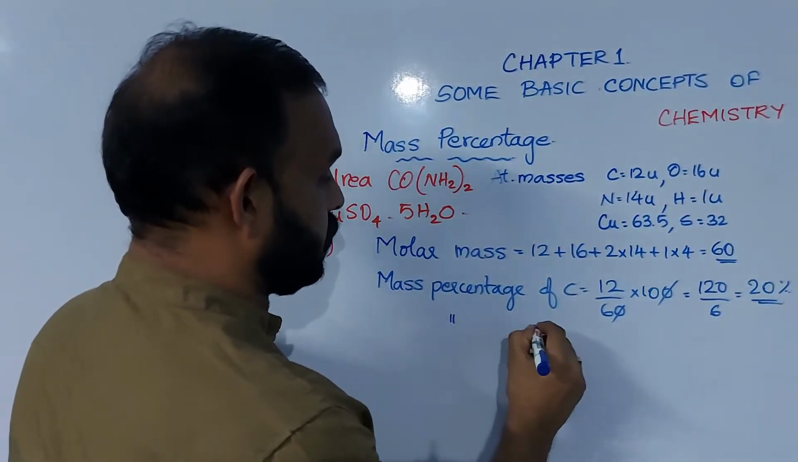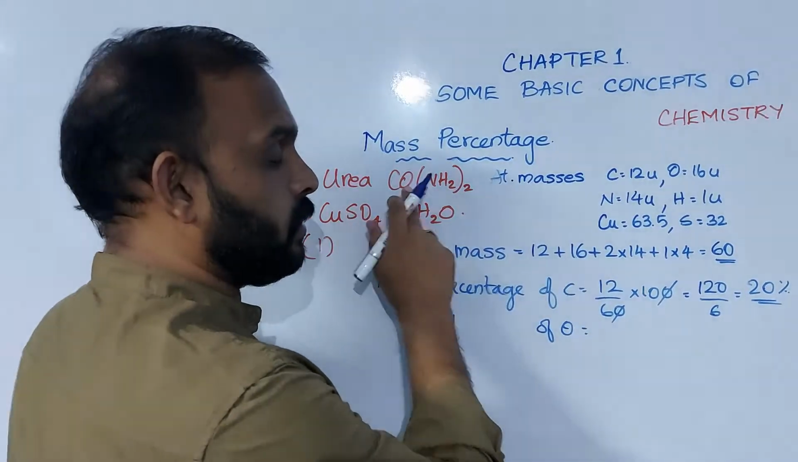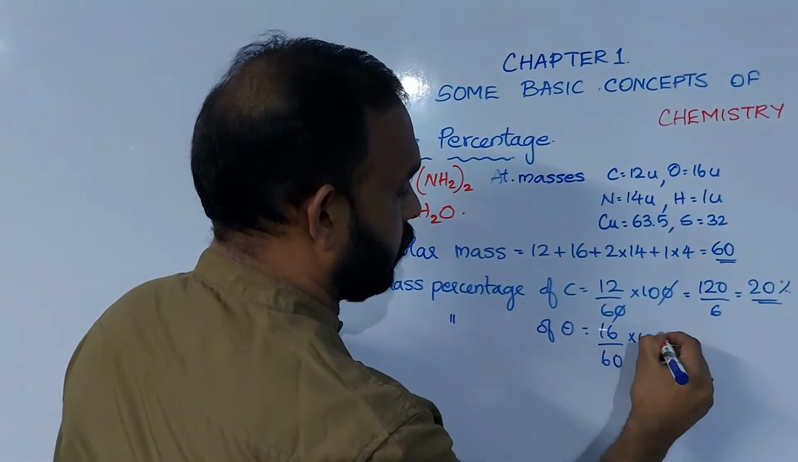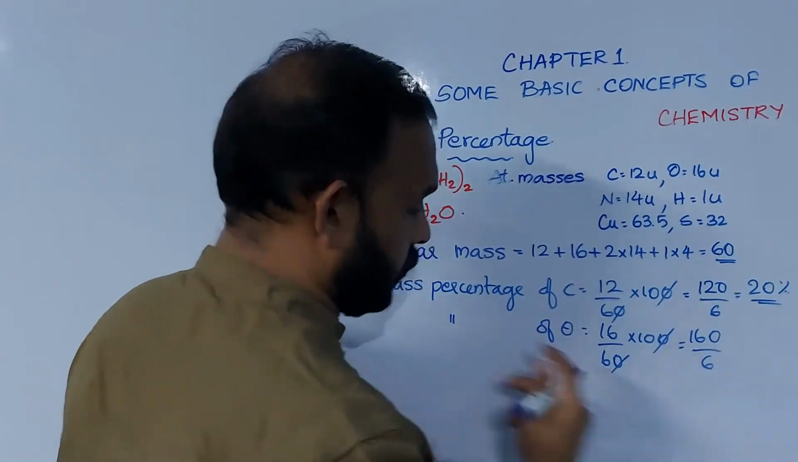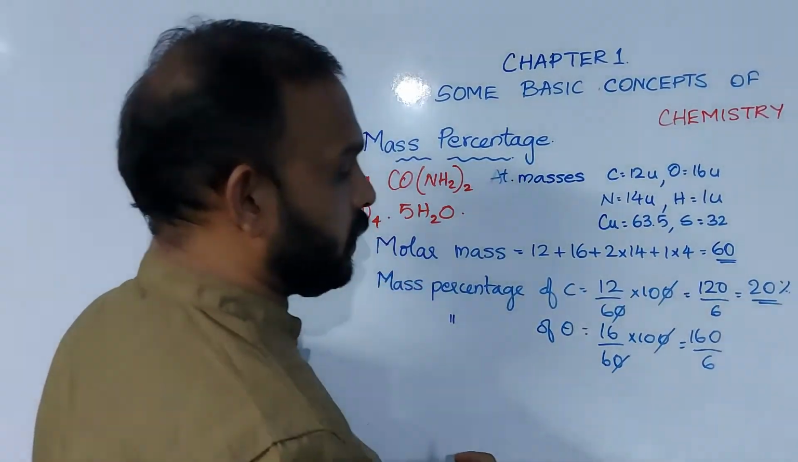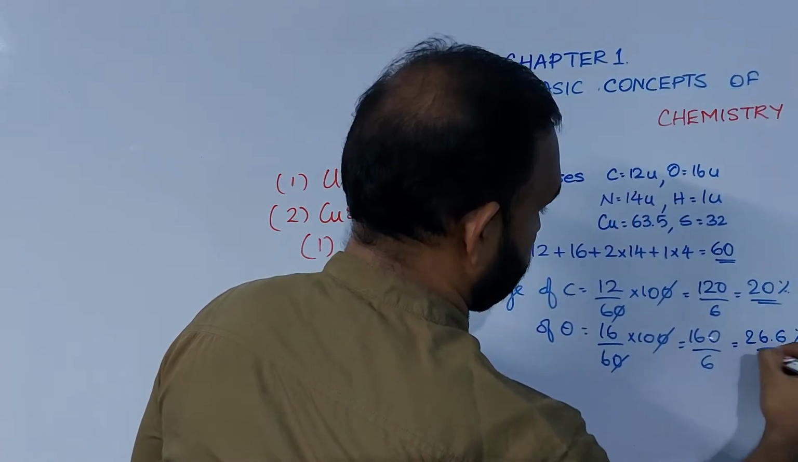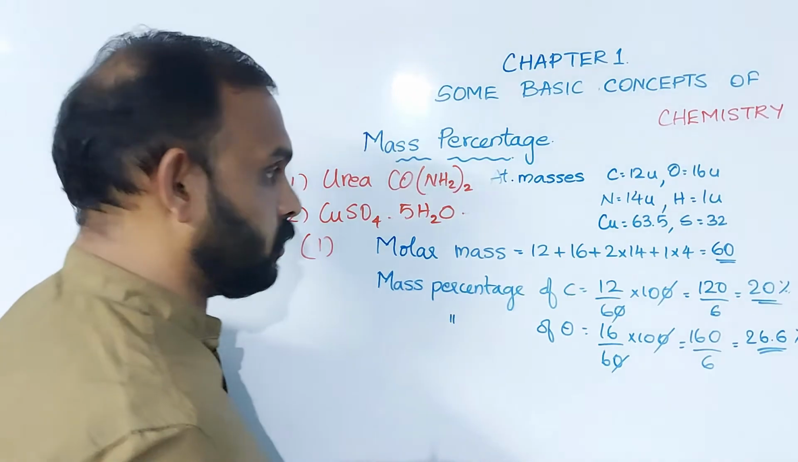Now mass percentage of oxygen. Oxygen is also 1. So we have 16 upon 60 into 100. Zeros will get cancelled. 160 upon 6. 160 upon 6 we will get 26.6%. This is the answer of mass percentage of oxygen.